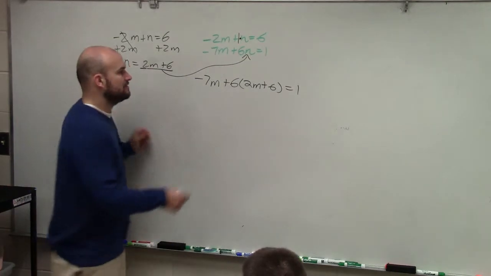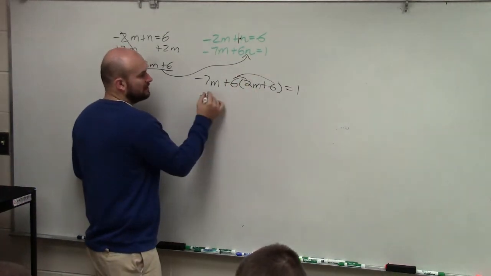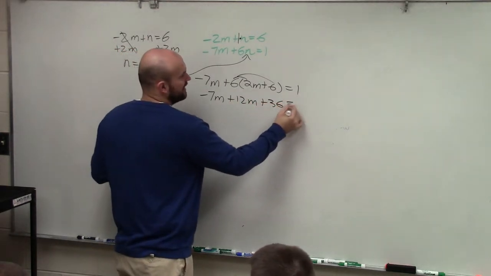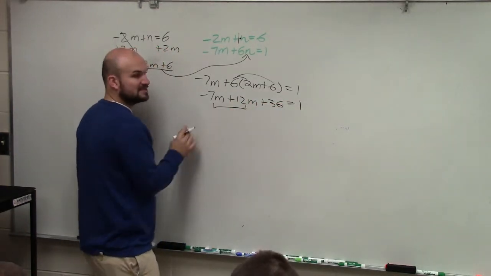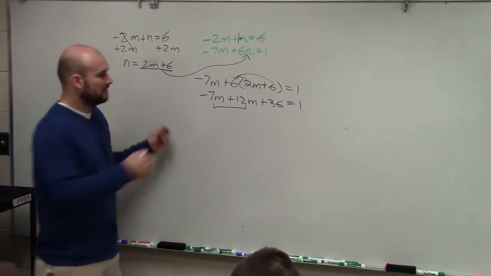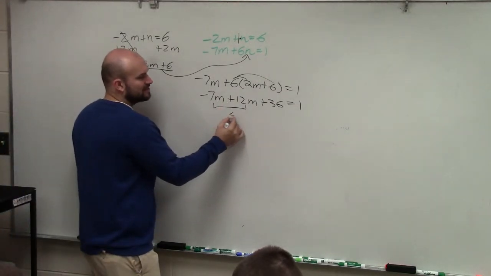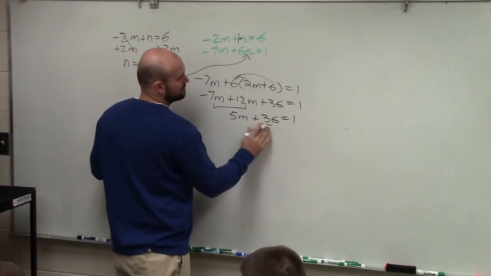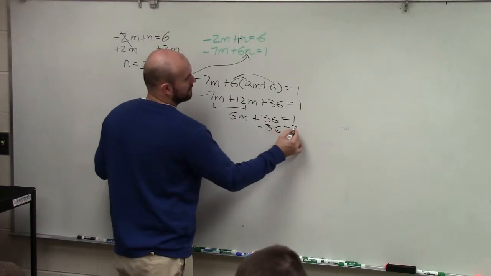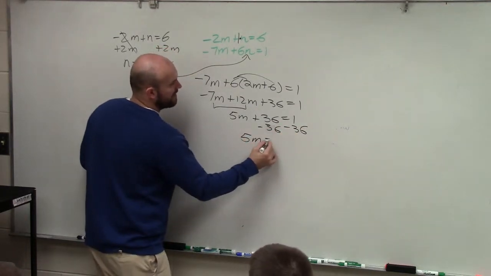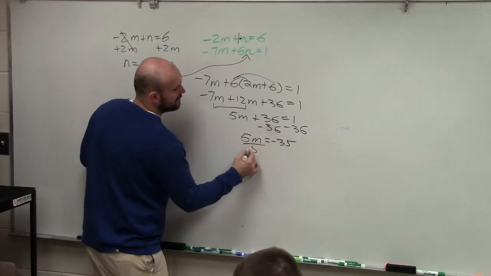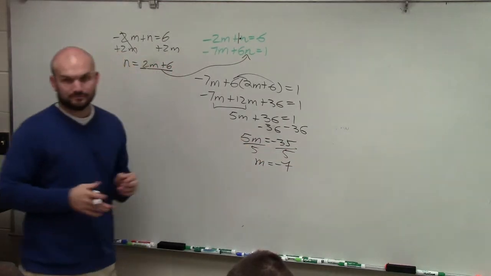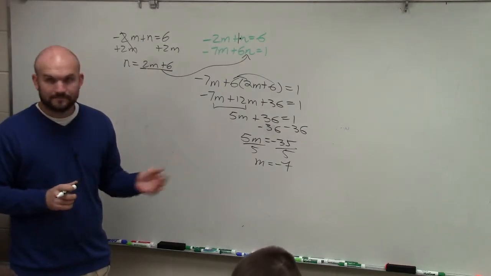OK? So now I apply the distributive property. So I have negative 7m plus 12m plus 36 equals 1. I have my variables on the same side, so I just combine them. Negative 7m plus 12m is going to be 5m plus 36 equals 1. Subtract 36. 5m equals negative 35. Divide by 5. M equals negative 7. Is everybody OK with that?